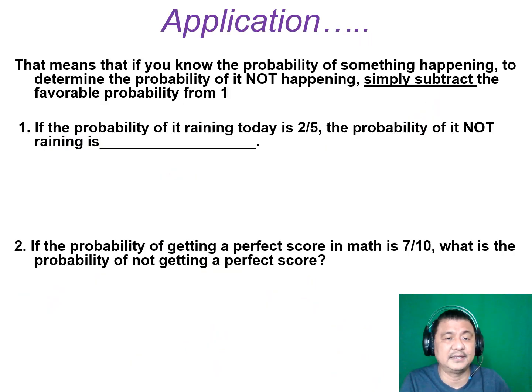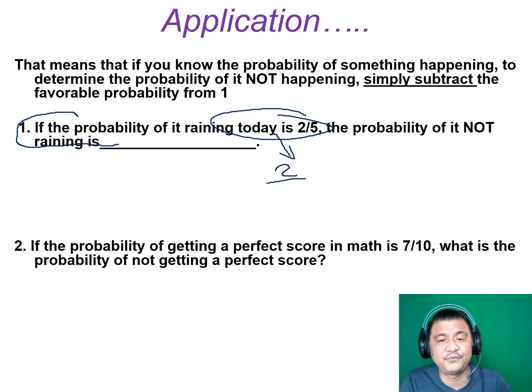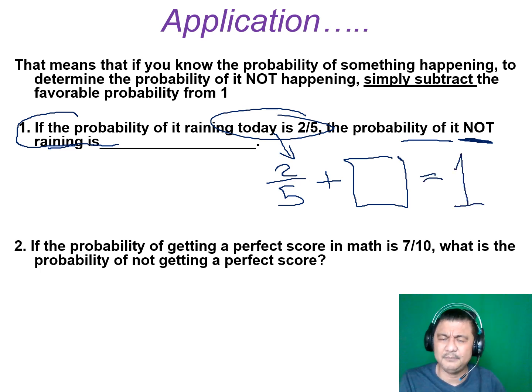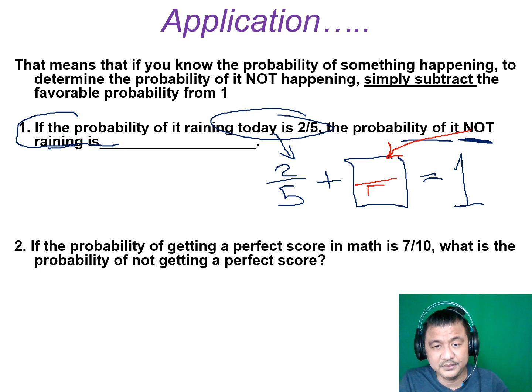Next, let's apply that. Okay, so if the probability of raining today is 2/5, raining is 2/5. The probability of not raining? Okay, so let's write it down. So remember, probability of raining plus a certain probability should be equal to 1. How can I make that equal to 1? So not raining would be, okay, to make that 1, it has to be a 5 on the bottom.